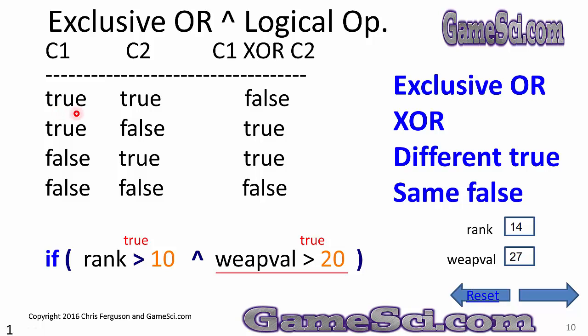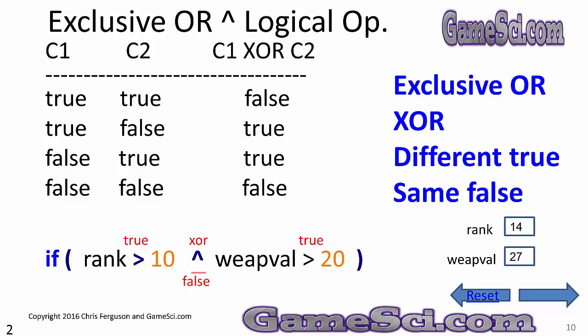However, if you come up here and look at this line of the truth table, when my left operand is true and my right operand is true, exclusive OR produces a false result. So when I trace this code through, I get a false. My memory trick for exclusive or XOR is different, true; same, false. If the two inputs are the same, both true, I output a false.